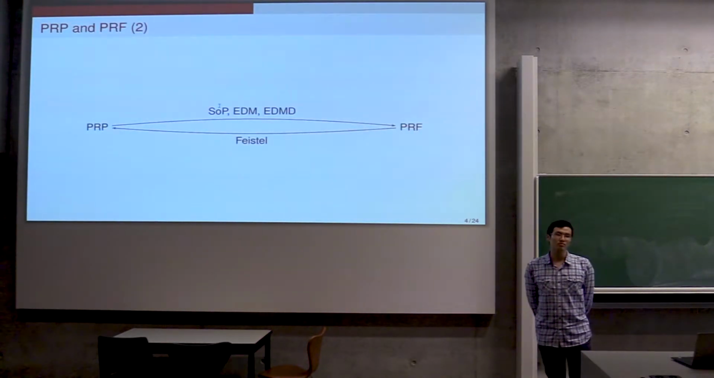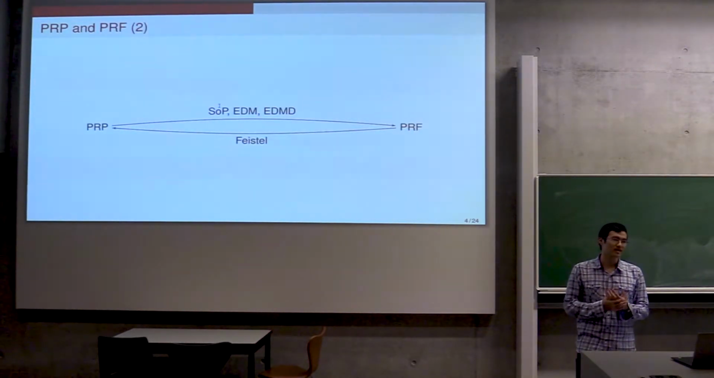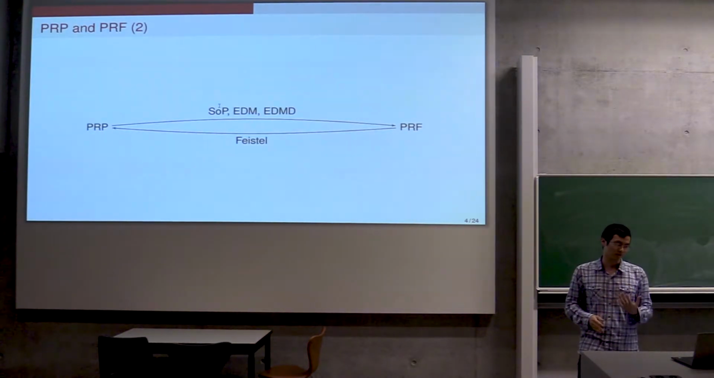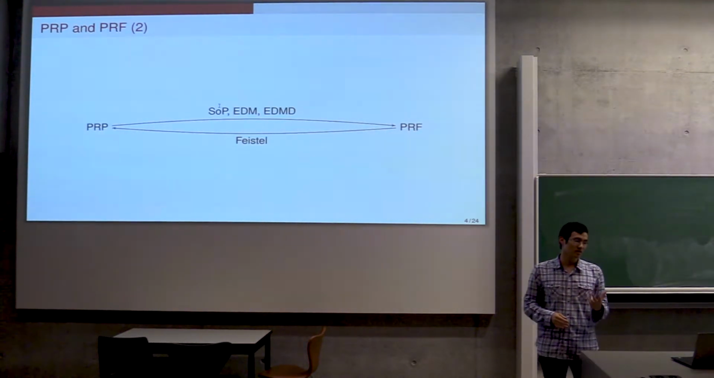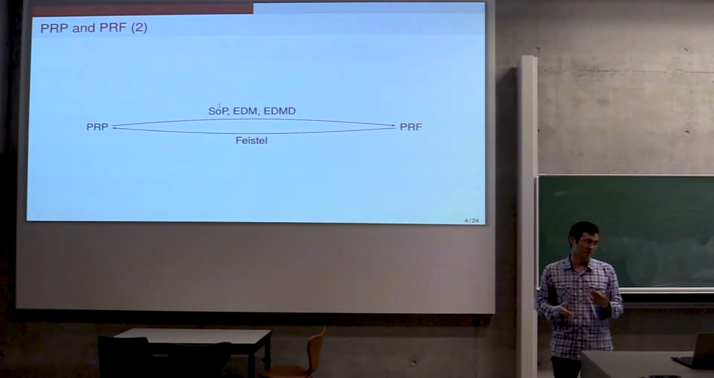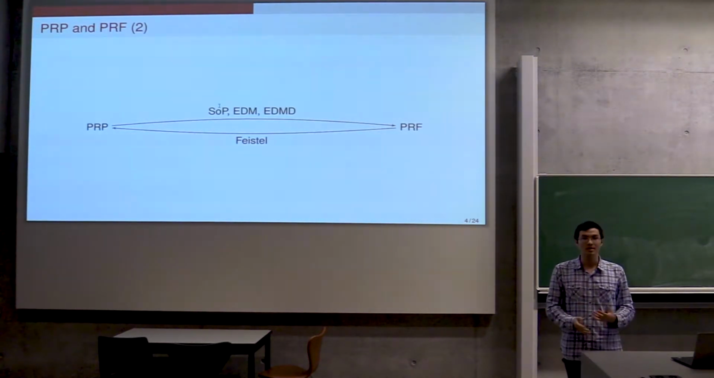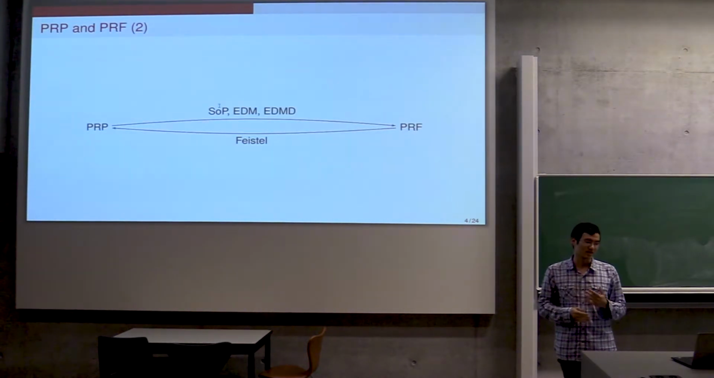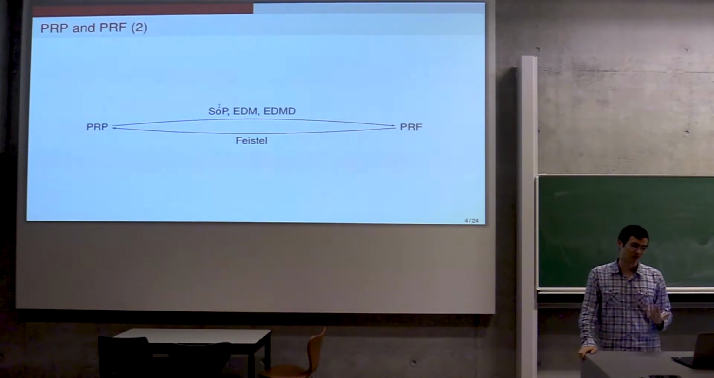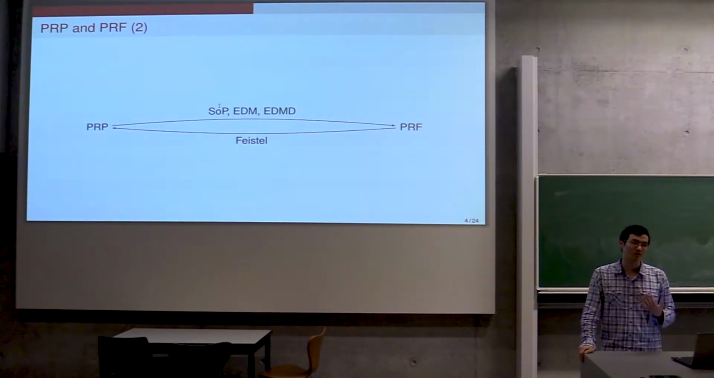But very soon people realized that actually they need the opposite construction, which means constructing a PRF from a PRP. The reason for that is because PRPs are usually easier to design than PRFs, and there are many well-analyzed PRPs in the world, such as the AES block cipher.